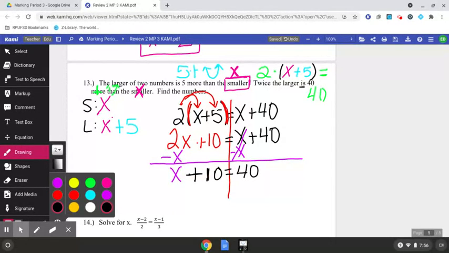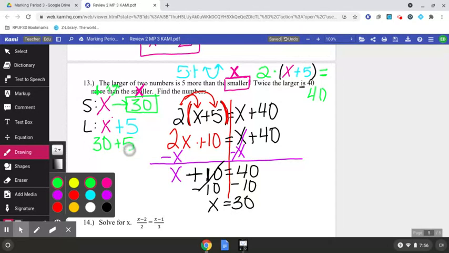And now I have one step to get that x by itself. I'm just going to subtract my 10. So x is equal to 30. So now remember, the question asked me to find the numbers. So 2 numbers. I only have one, so the 30 is my smaller number. To get my larger number, I'm going to take 30 and I'm going to add 5. So my larger number is 35. For full credit, guys, you have to state both, right? You're going to lose points if you don't state both numbers.